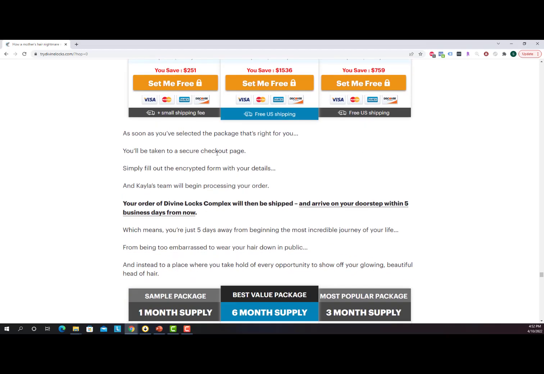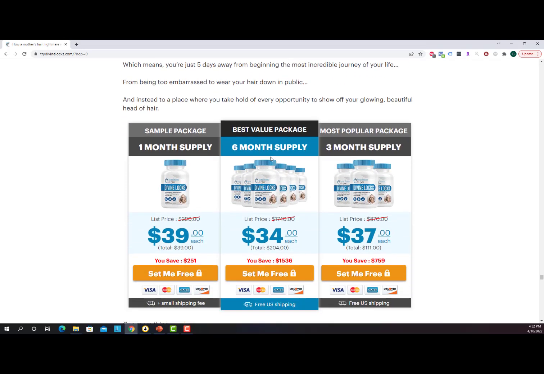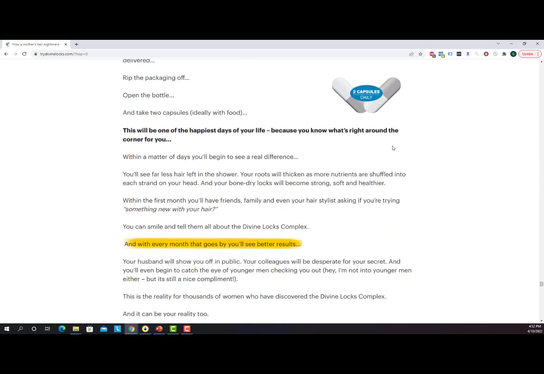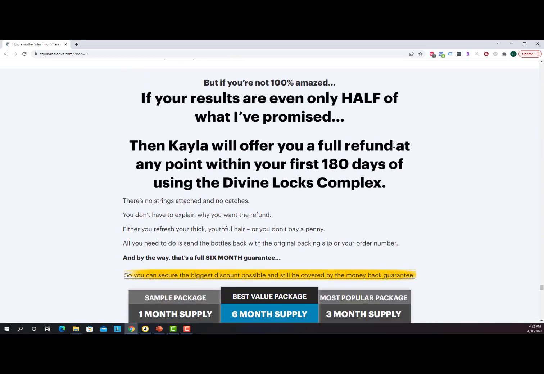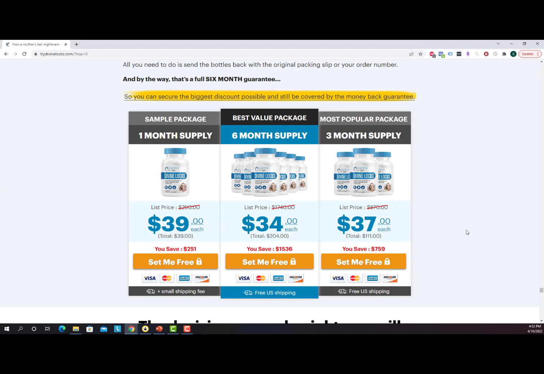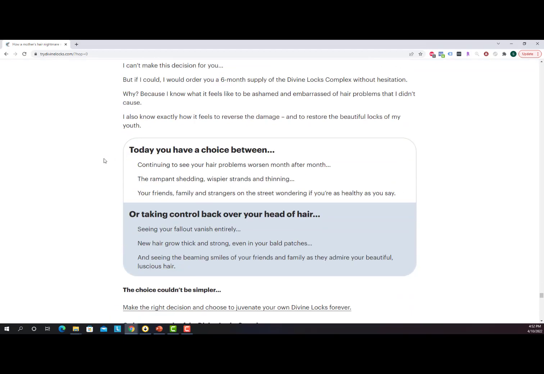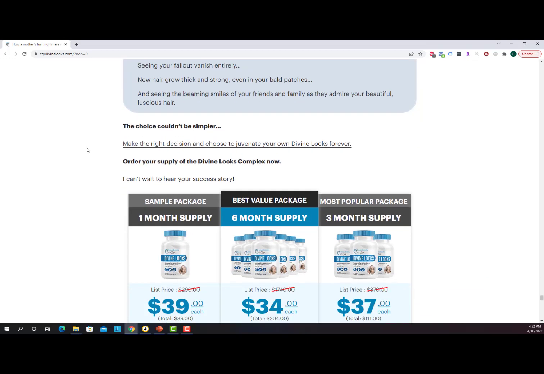Now it's time to talk about what the checkout process is like. Again, another call to action. Finally, if you're still unsure or on the fence, you've got the 100% money back guarantee. And from there, you'll get a full refund. Another call to action. Let's talk about where you stand today. You have a choice between continuing with the problem and suffering, or you can take control back over your head of hair. The choice couldn't be simpler.